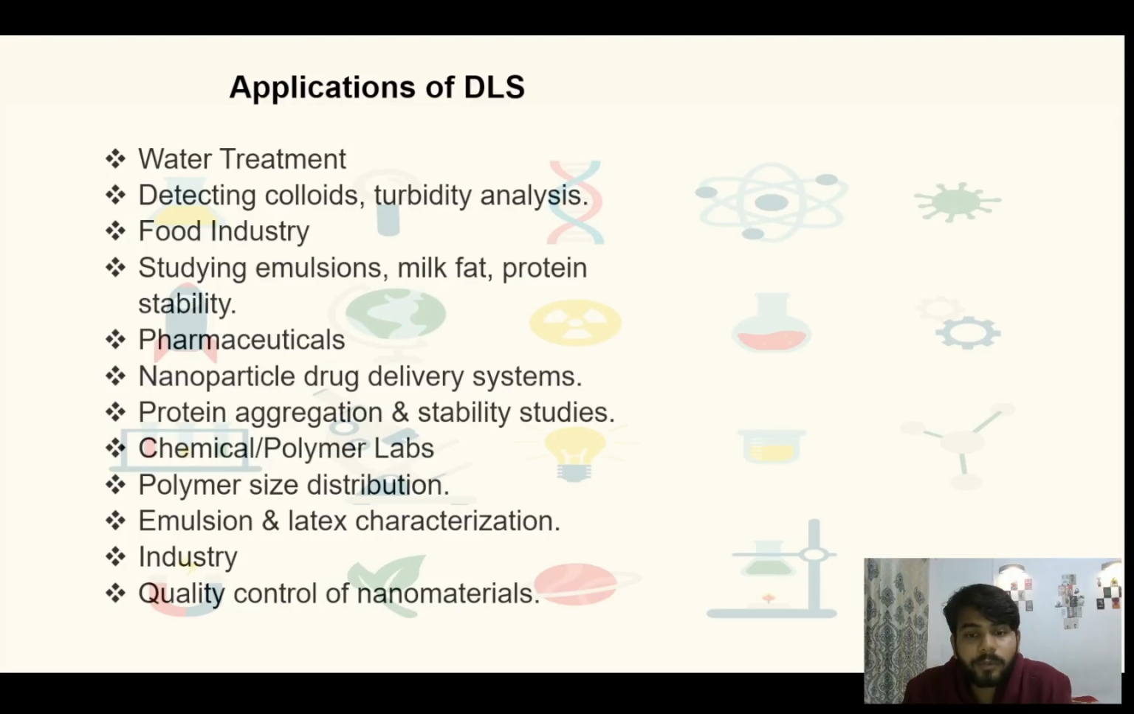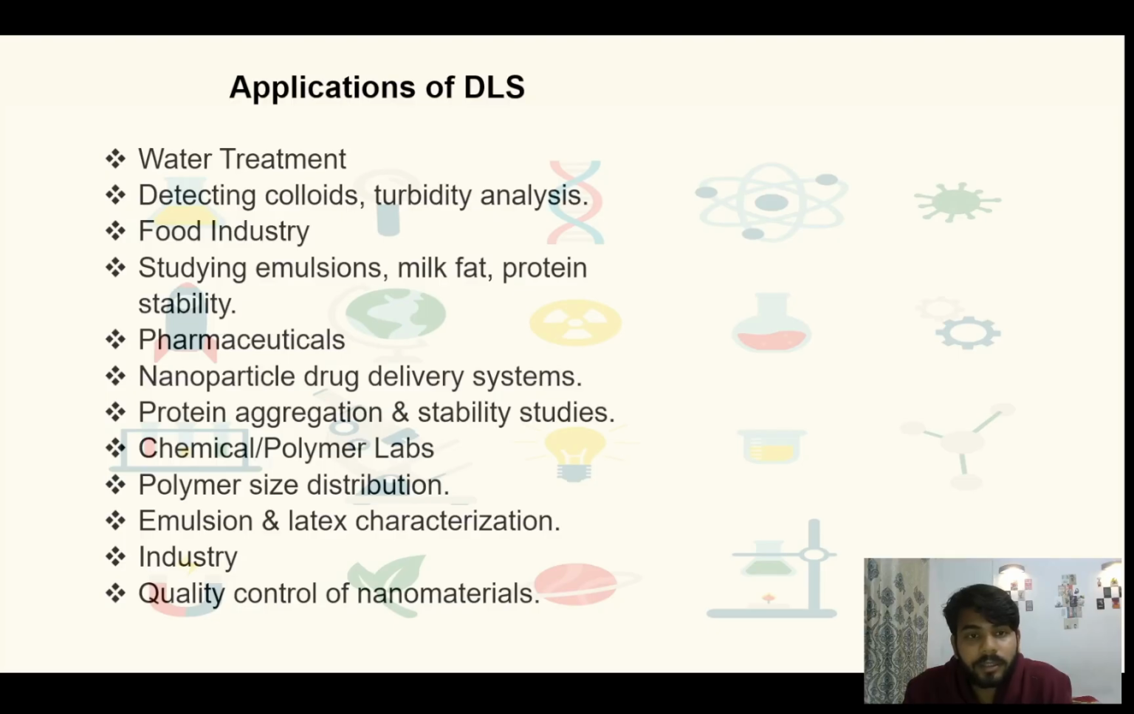DLS helps food scientists measure droplet sizes in emulsions, how stable the food product is, whether particles are aggregating or not, and how long the product will remain fresh. For example, if milk fat globules become too large, it means the milk is spoiling or separating.